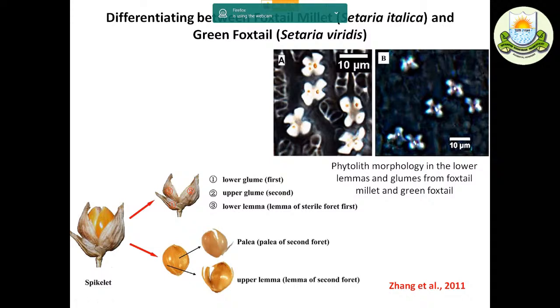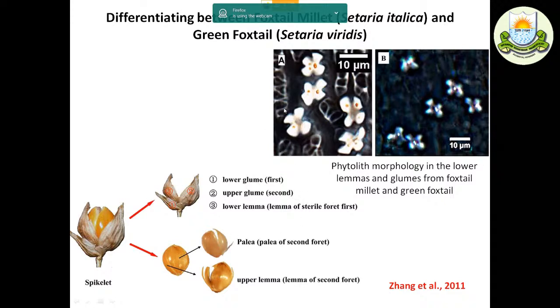There is a long-standing debate. Now, how to differentiate between the foxtail millet and green foxtail when you get only the churd remains? It won't help you. It is morphologically very similar. So in that case, if you get the carbonized remains, not churd, you have to take out the lemnar pelia bloom cells or the Haas type.